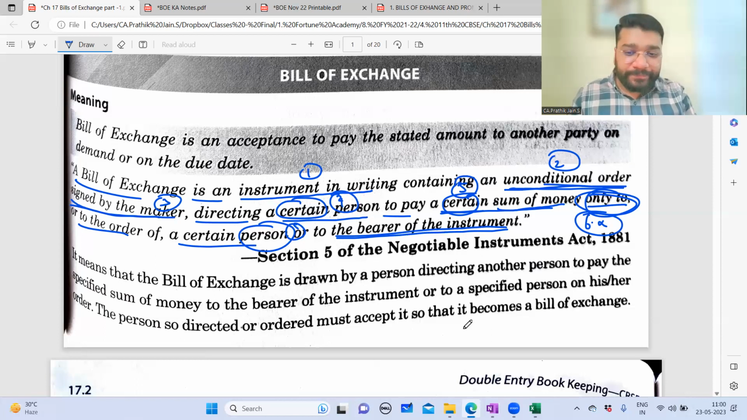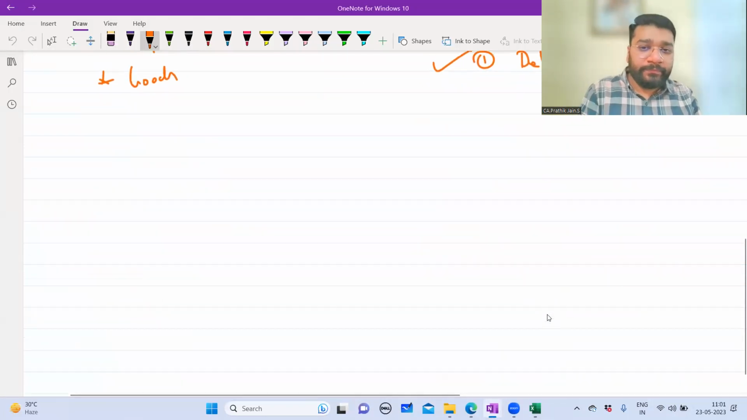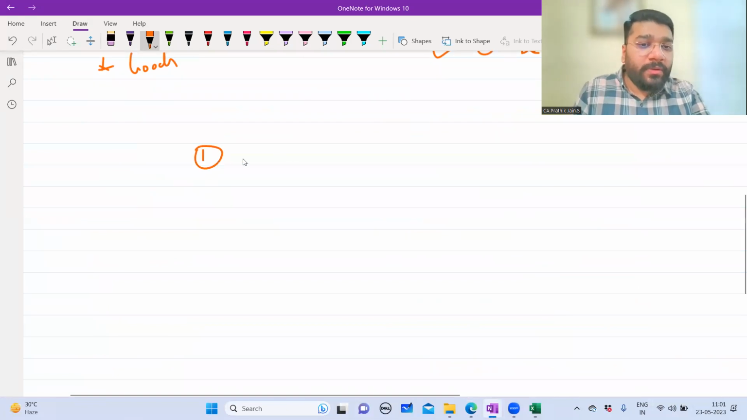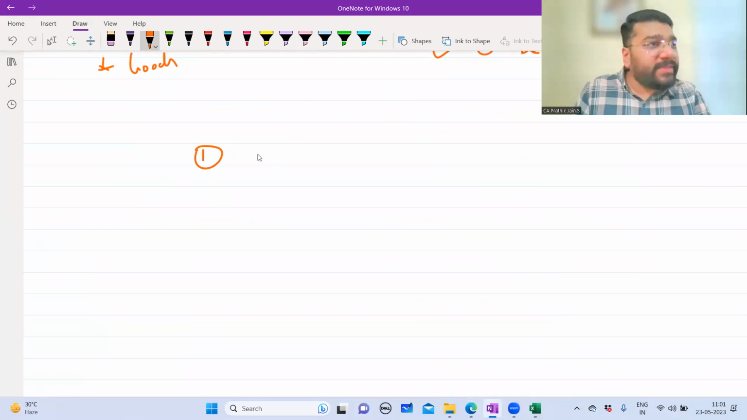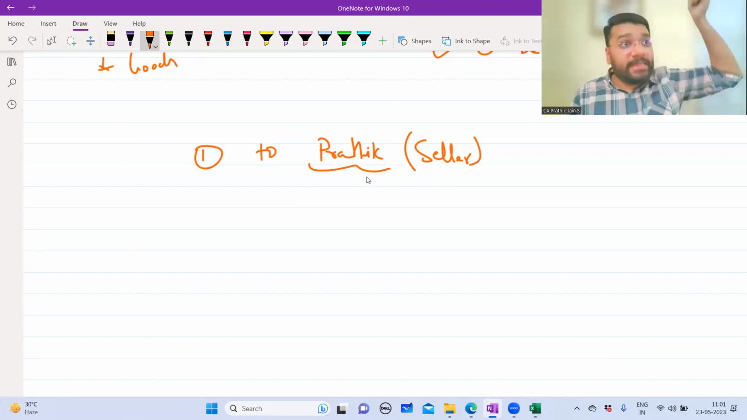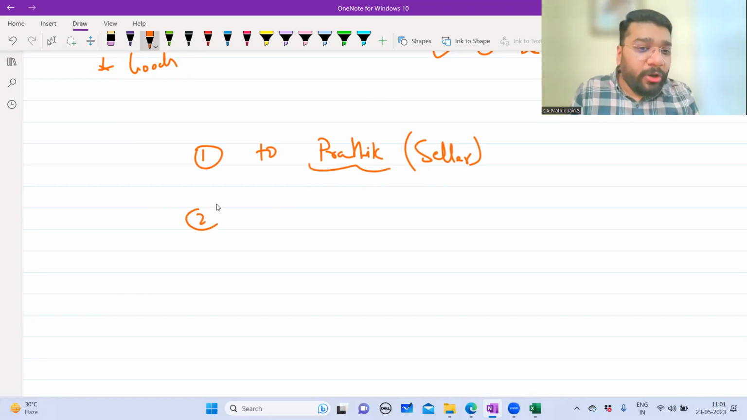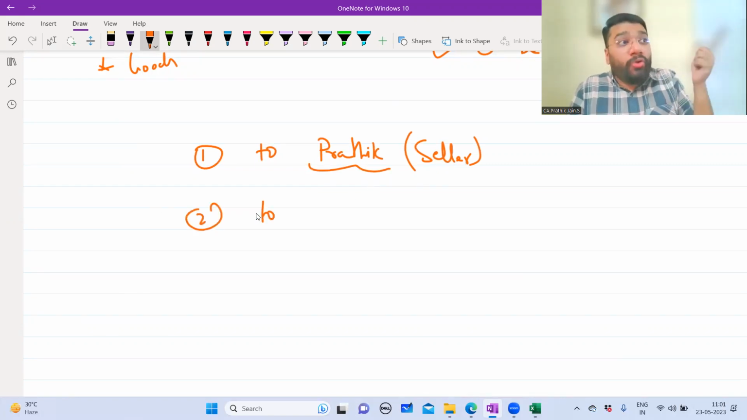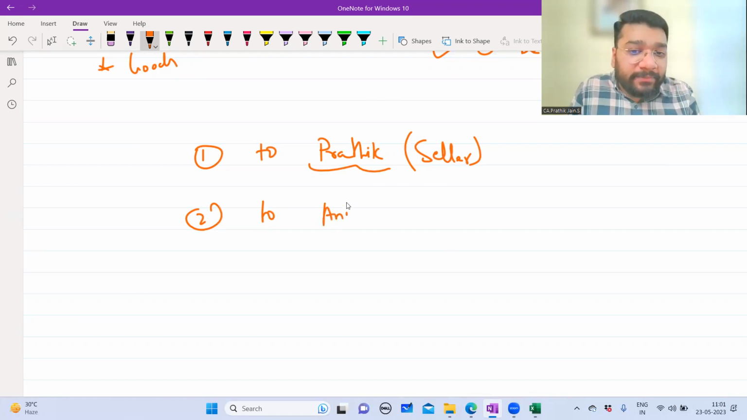So, 3 options. First is pay 50,000 rupees to Pratik, who's the seller. If you are not sure, Pratik will be there. And if you are very sure that somebody else will be there, let's say Anita, then the second option: to the order of, I will order, make the payment to Anita. So, to the order of a certain person. Who's that certain person here? Anita.